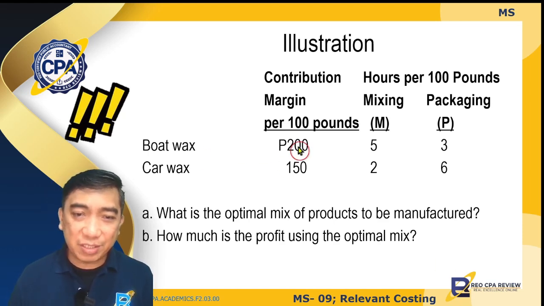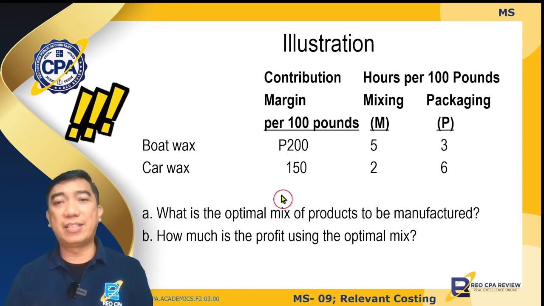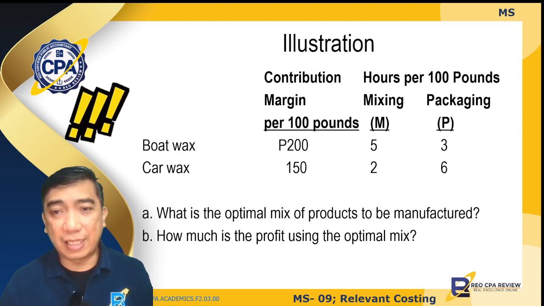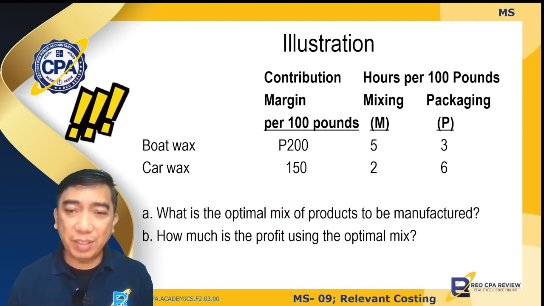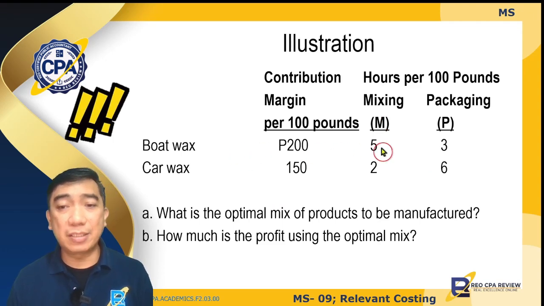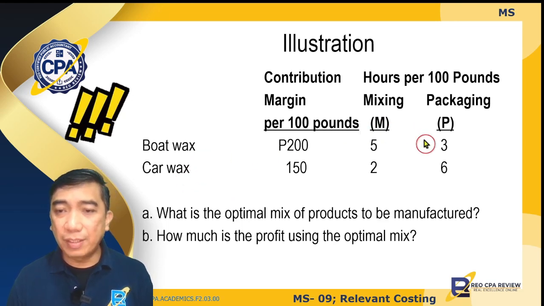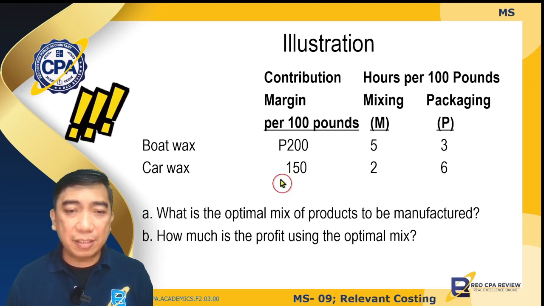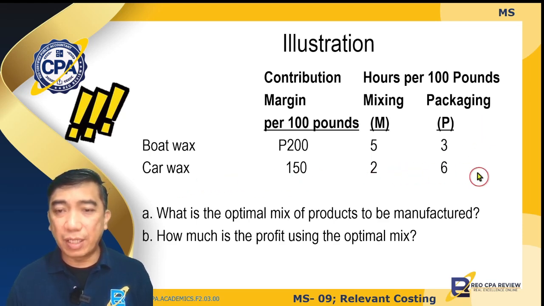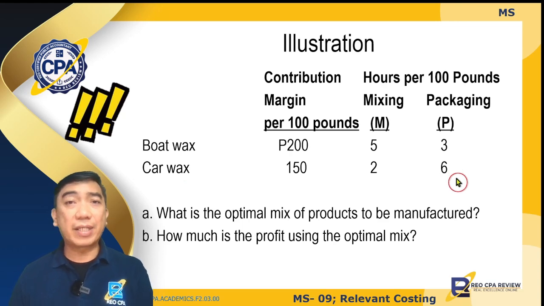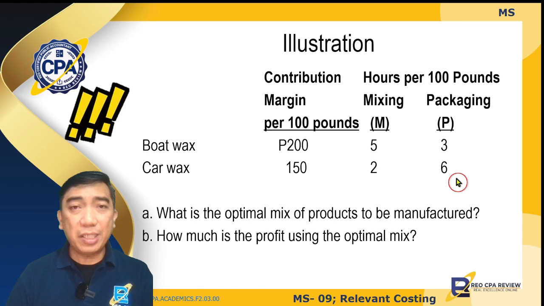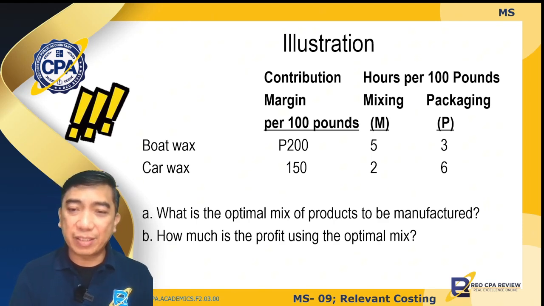So class, both wax 200 and then 150 for car wax. Now, ito yung magiging constraints natin. Hours per 100 pounds of mixing. So class, mixing, both wax will consume 5 hours of mixing. Car wax will consume 2 hours of mixing. That will be your first constraint. Your second constraint is both wax will consume 3 hours of packaging and car wax naman will consume 6 hours of packaging. So questions are, what is the optimal mix of products to be manufactured?